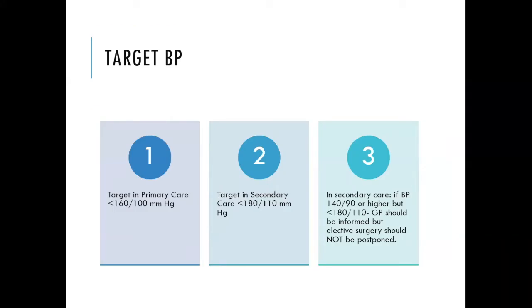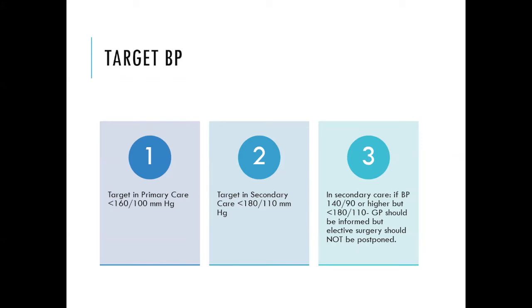Now, what is your target blood pressure? If you are in a primary care setting, that means you are seeing your general practitioner, your family doctor, and they are treating your blood pressure, their target could be less than 160/100. However, in secondary care, where you are seeing a patient in a pre-op assessment clinic, you could allow a slightly higher target. That could be less than 180/110. That doesn't mean your target is 178/108. That just means you will have a bit greater flexibility.